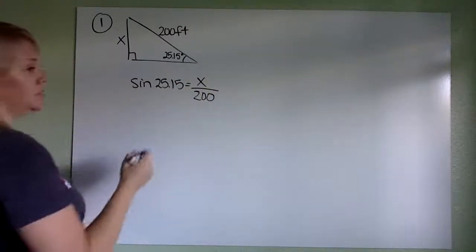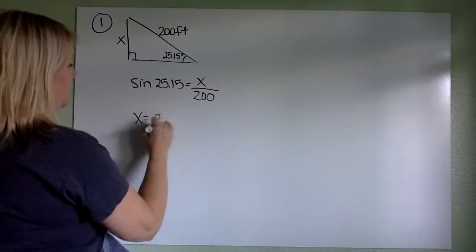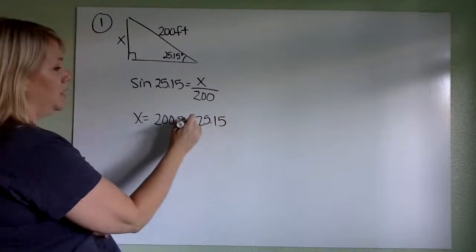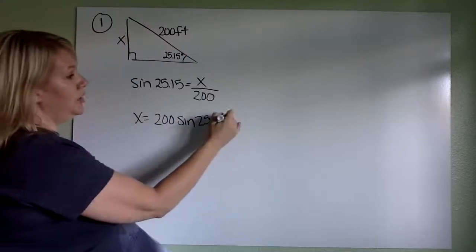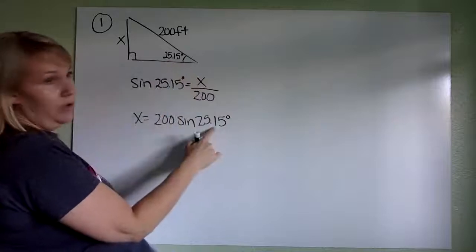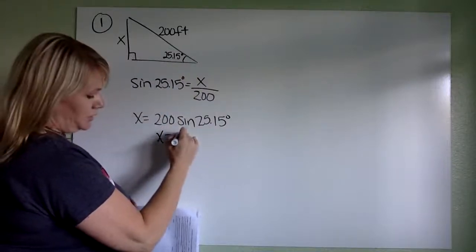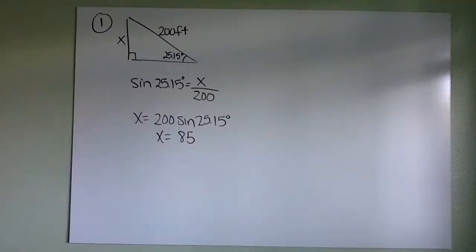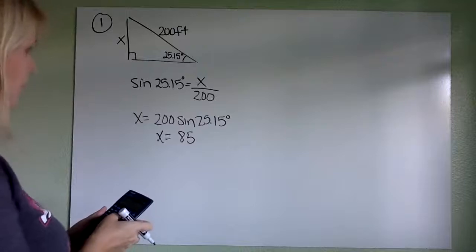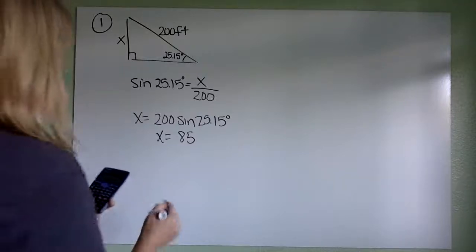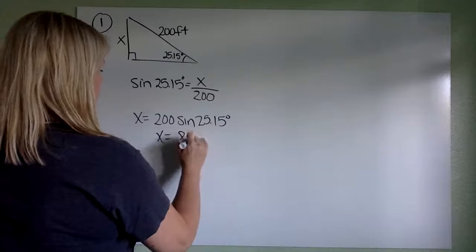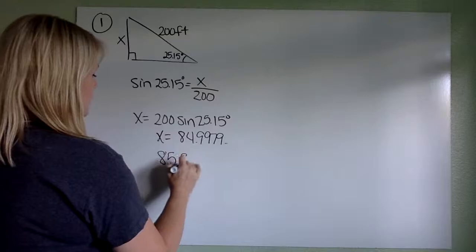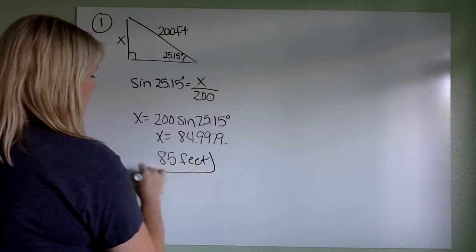That's what our little equation looks like. And then multiplying both sides by 200, this is what we would type into our calculator. Now, make sure that your calculator is in degree mode because this angle is a degree angle. You should get 85 point... let me use my calculator and see exactly what it is. Oh, sorry, 84.9979. But the question asks us to round to the nearest foot. So 85 feet.